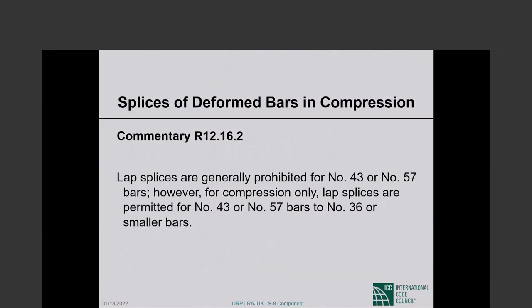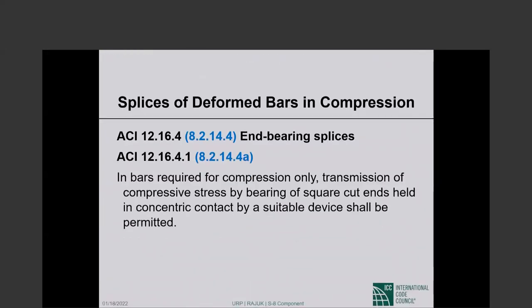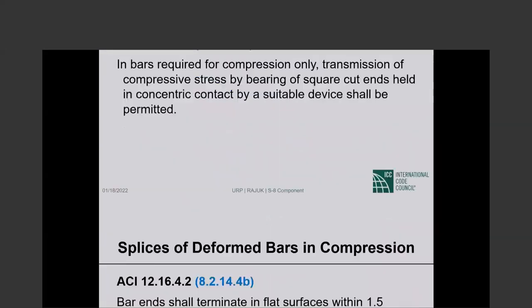This is commentary. Lap splices are generally prohibited for number 43 and number 57 bars. However, for compression only, lap splices are permitted for number 43 and number 57 to number 36 or smaller bars. End bearing splices. There are such things in compression. So in bars required for compression only, transmission of compressive stress by bearing of square cut ends held in concentric contact by a suitable device shall be permitted.